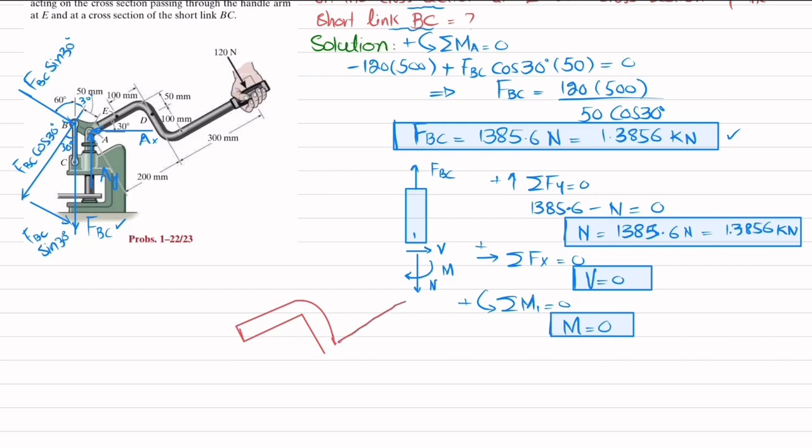Okay, so at this point we have a load of 120 Newton. This is point E. So when you cut it, you will have a normal force perpendicular to this face, equal to NE. You will have a shear force along the surface, which is VE, and you will have a moment which is ME.